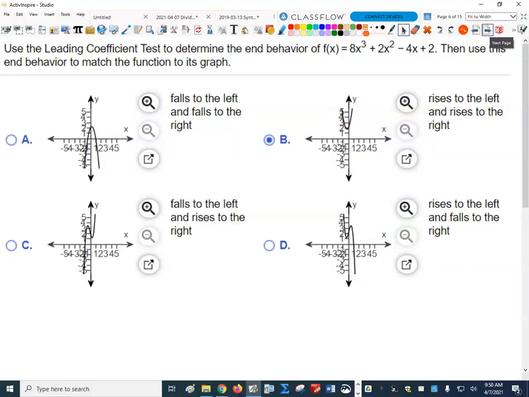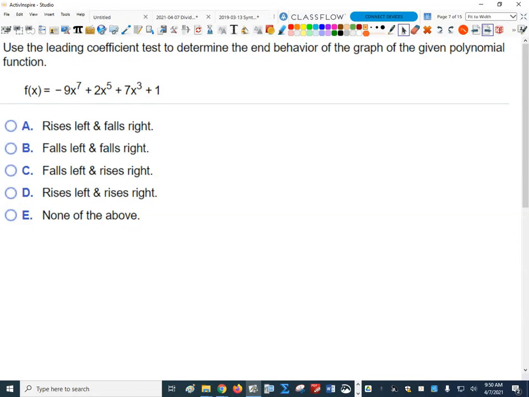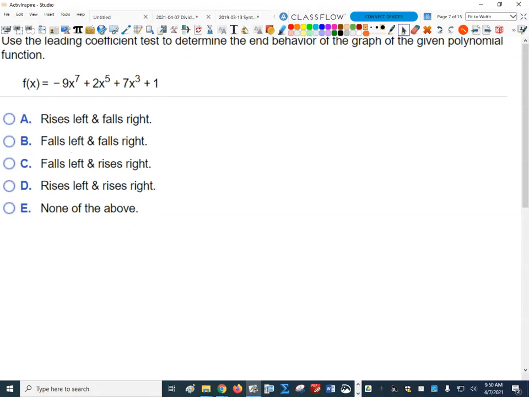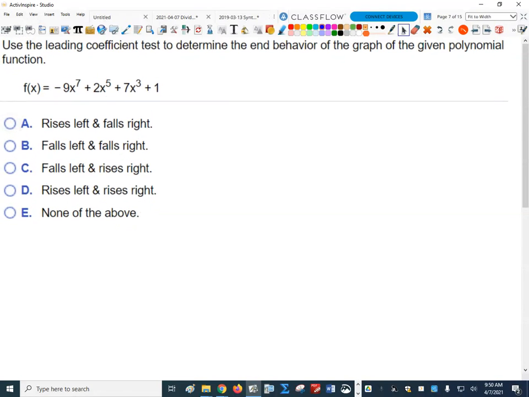Okay. We've probably done this enough. Let me scoot up. These are just various different types of questions from the homework. Real quick, which one's that? A, B, C, D, or E? It's A. Everybody agree? Rises left and falls right. There you go.